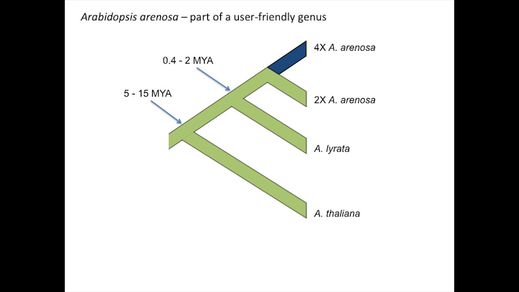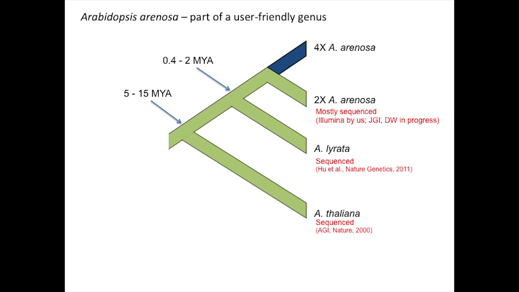All right, so Arabidopsis arenosa is part of a very user-friendly genus. This is Arabidopsis thaliana down here. And these other species are about 5 to 15 million years diverged, depending on who you ask. We have another close relative, lyrata. And lyrata, like thaliana, has a good high-quality reference genome available, which is really useful for a lot of what we do. The diploid arenosas are currently being sequenced by JGI and also by Detlef Weigel's group.